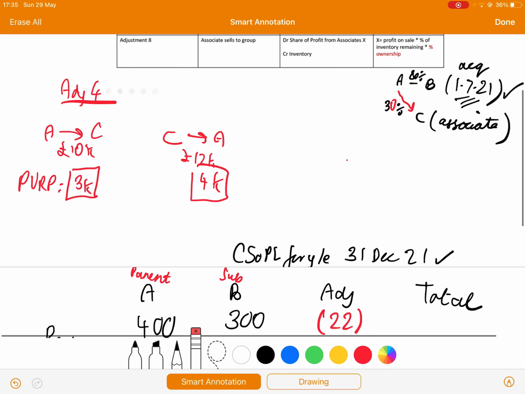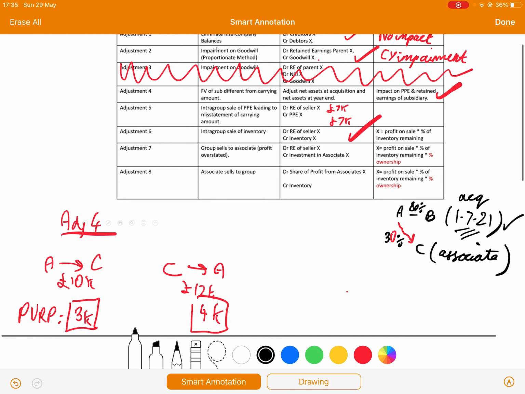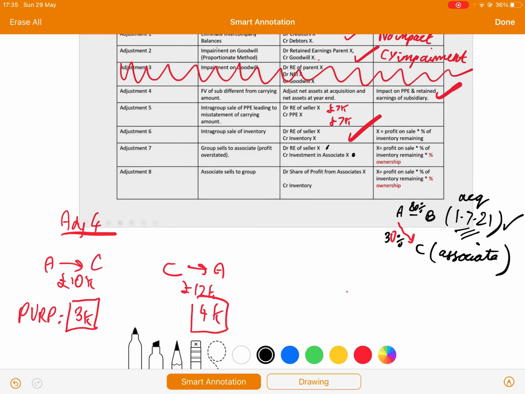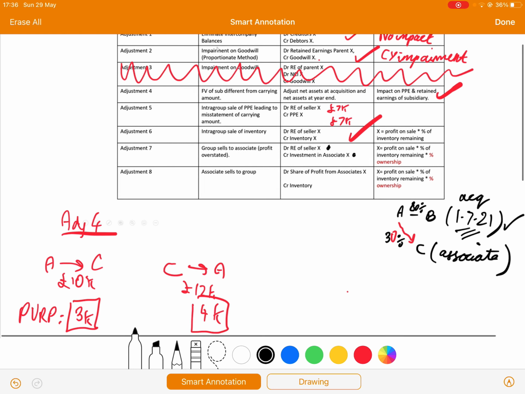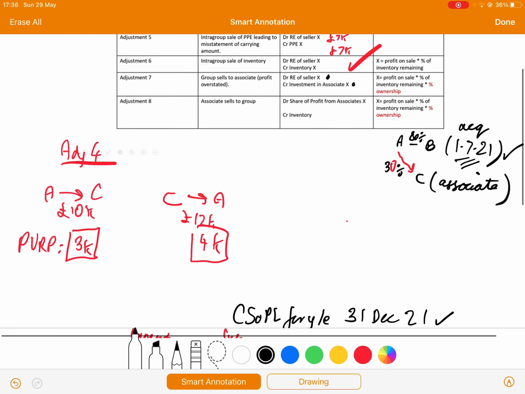Now, where you allocate, let's see the double entries. So where, for example, the group is selling to the associate, that would be A to C. We debit retained earnings of the seller and credit investment in associate. Watch my other videos to understand why. We basically credit investment in associate because we can't credit inventory, because the associate's inventory is not on the balance sheet. But as before, we debit retained earnings of the seller, and the seller is A.